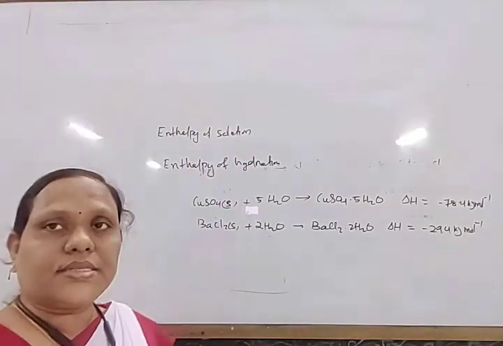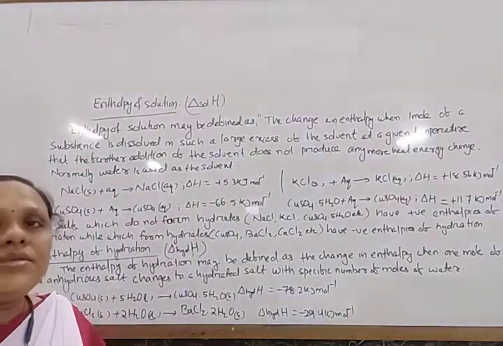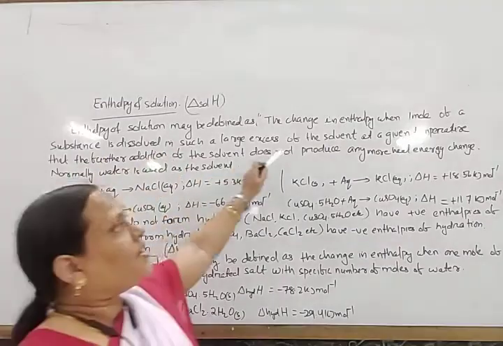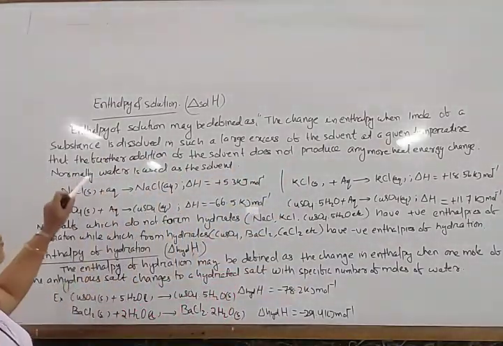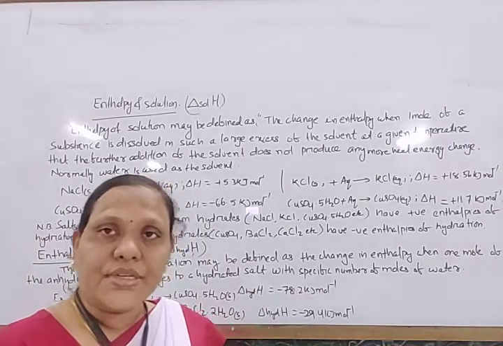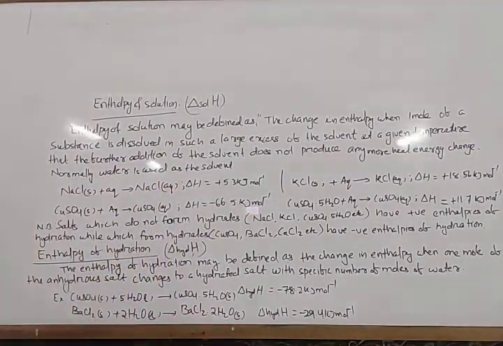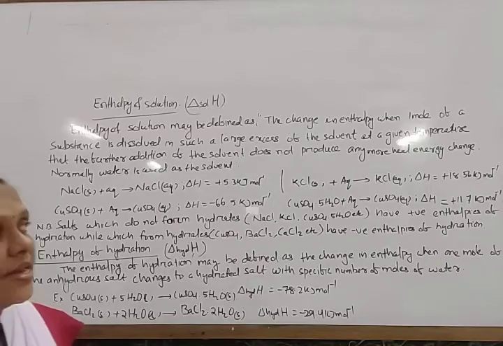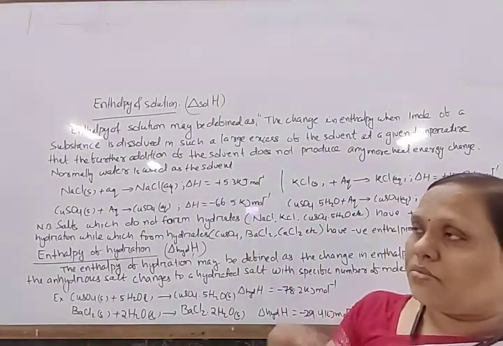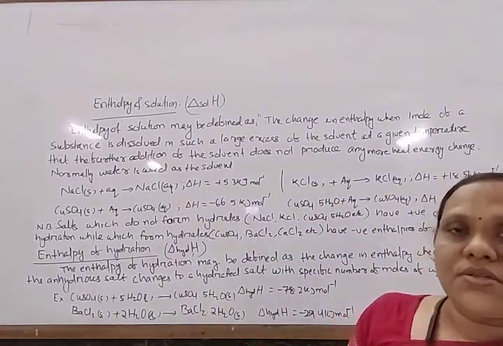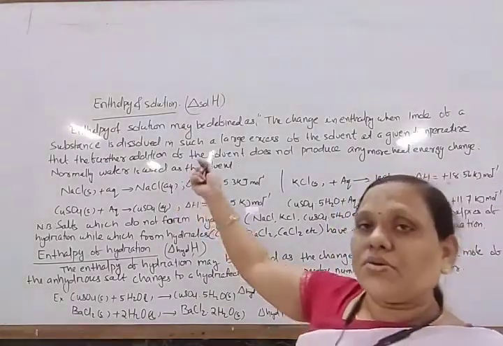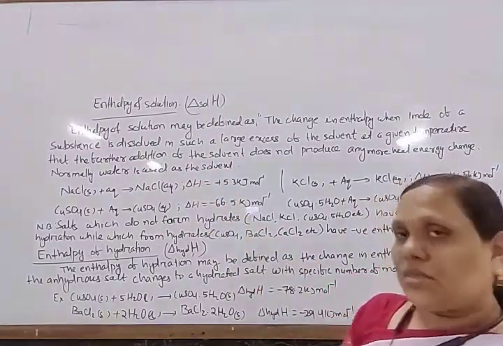Now note down these points. Enthalpy of solution may be defined as the change in enthalpy when one mole of a substance is dissolved in such an excess of the solvent at a given temperature that further addition of the solvent does not produce any more heat change. So once you add excess solvent, some energy change takes place, and on further addition no energy change takes place. That maximum energy change is known as the enthalpy of solution for 1 mole of the substance.